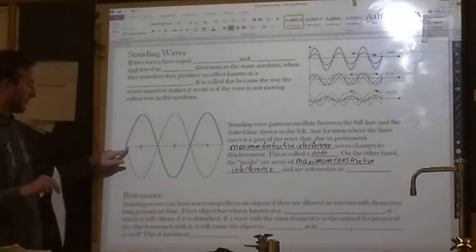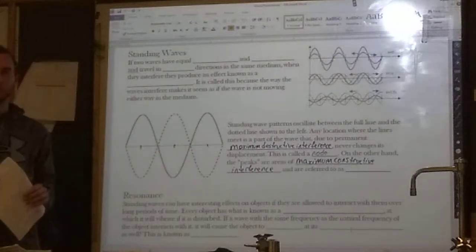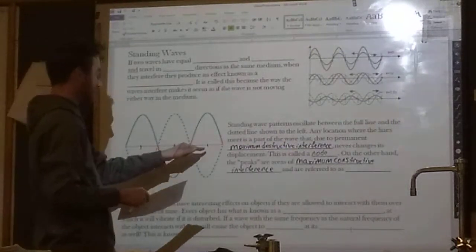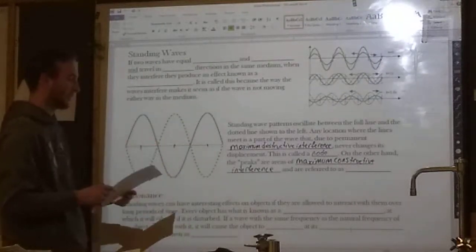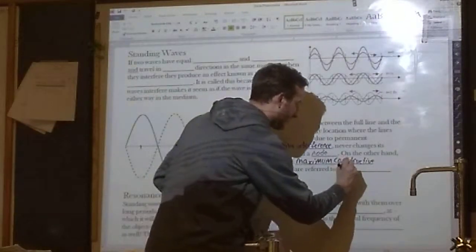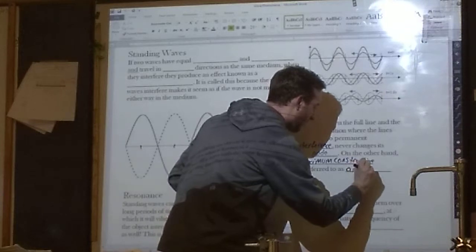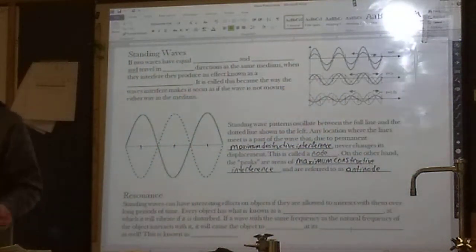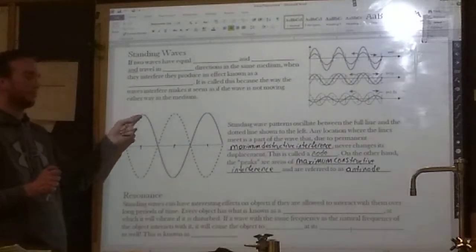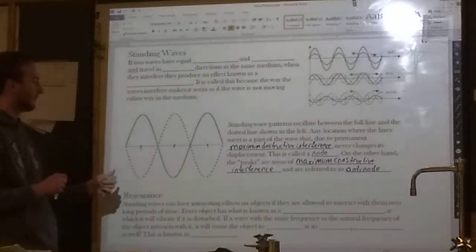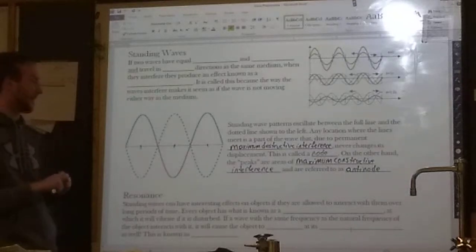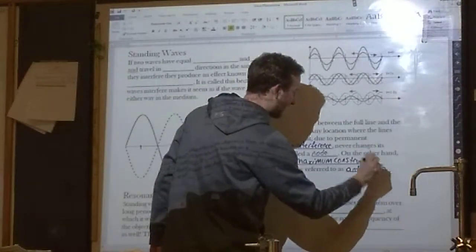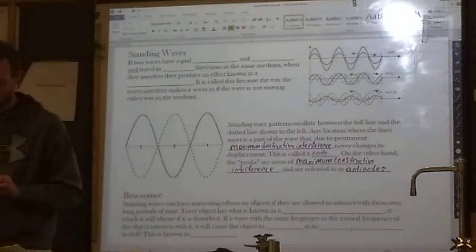Now, if this and this and this and this were called nodes, then not very creatively, these points right here that I have marked right now, they're referred to as antinodes. They're what you could call the locations where you get the maximum height because of constructive interference. In other words, it's kind of like the loops, the highest point on these loops. These are referred to as antinodes.